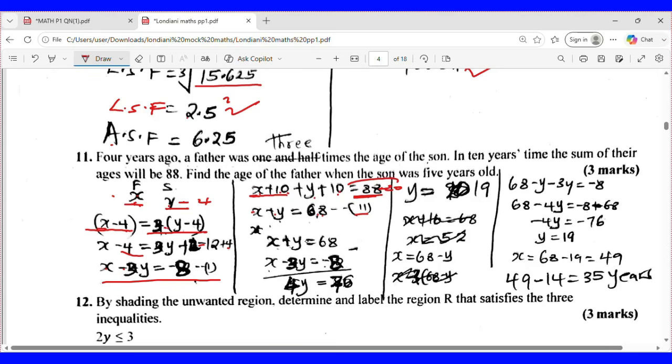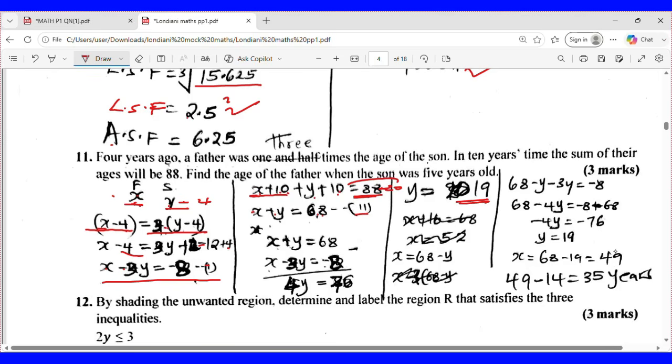Now we solve these two equations, equation 1 and equation 2, using elimination, substitution, or any method. You get that the value of y is 19. The value of y is 19. Therefore, if the value of y is 19, then the value of x, using substitution, is 68 minus 19.